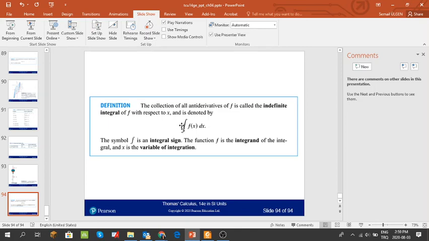Here, this is of course the integral sign, okay? f of x is called the integrand, and x is the variable of the integration, okay? So integral sign, integrand, and x is the variable of the integration.